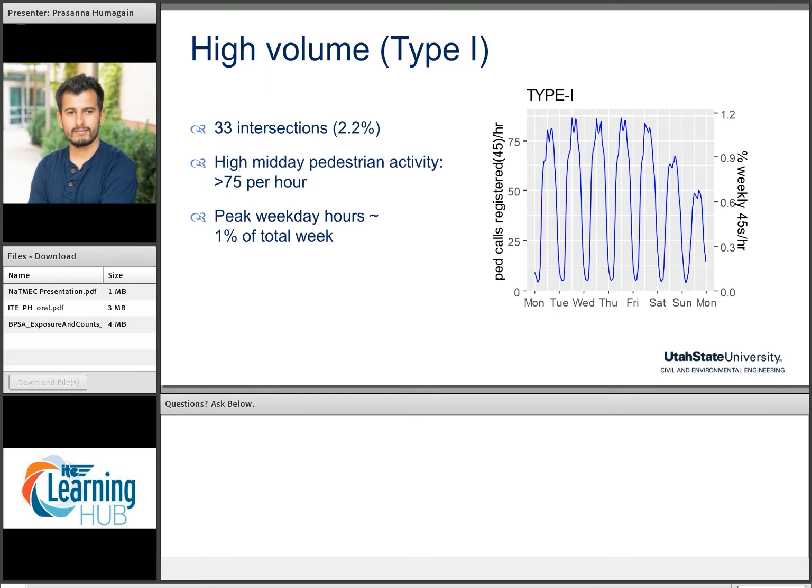As you see in the figure, intersections belonging to this typology tend to maintain a consistently high level of pedestrian activity throughout the day and the week, and are marked with high midday pedestrian activity, more than 75 calls registered per hour. But the peak hours consisted of only 1% of total weekly activity, which is normal because of the high pedestrian activity distributed all over the week.